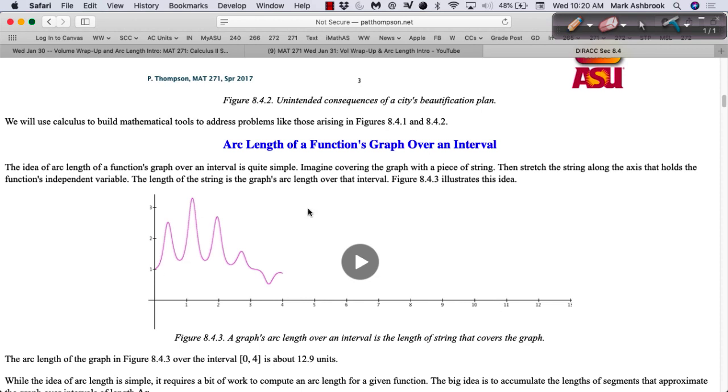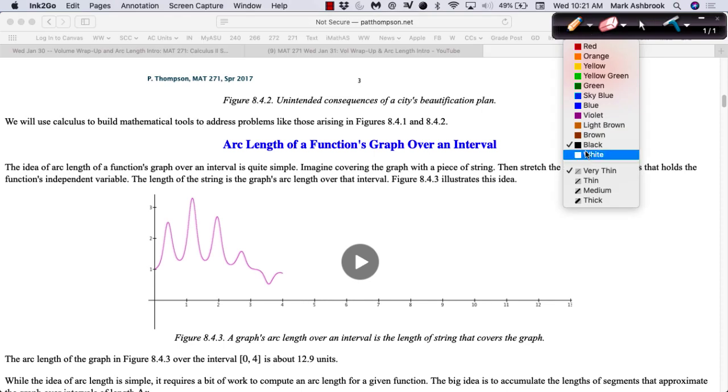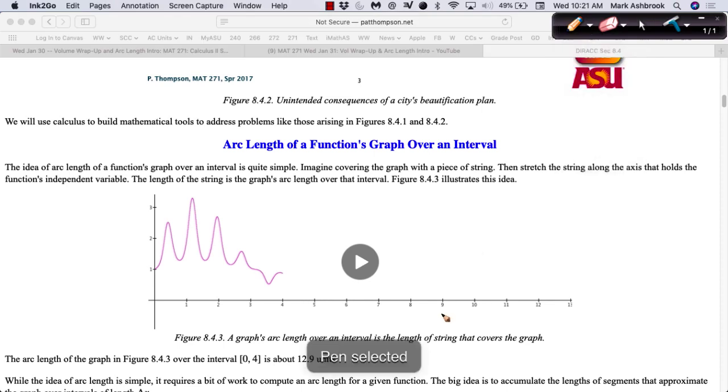So what do you think? Is it 8? Is it 9? Is it 10? What do you think? What is it? 12.9. How do you know that? Oh, does it say it? I thought you were smart, see?